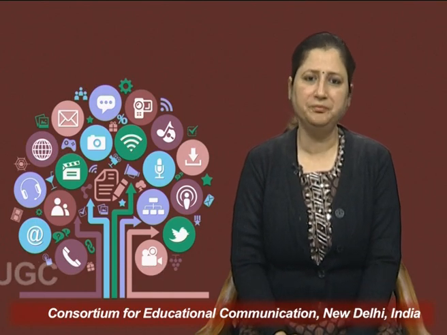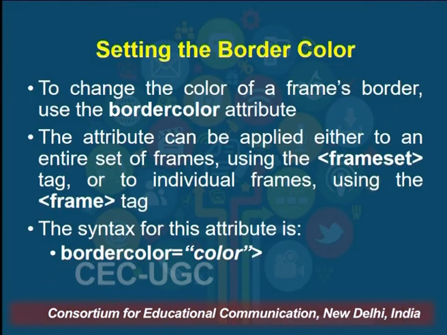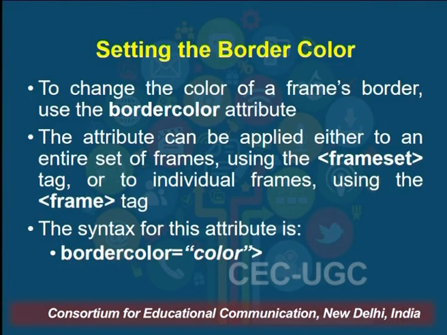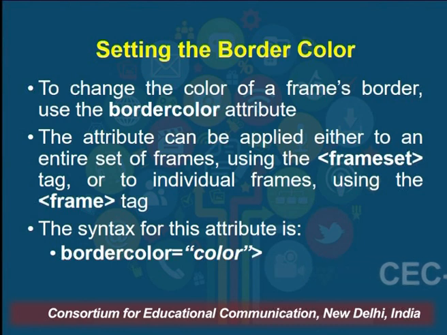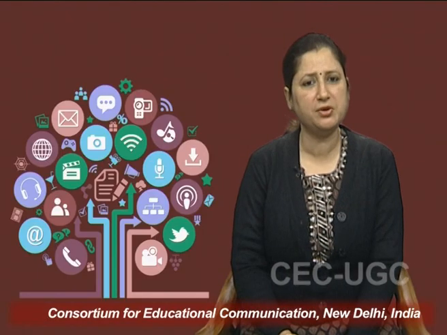And you can also change the border color of the frame. So this border color can be changed by using the bordercolor attribute, right. So what is the syntax for the attribute? The syntax for the attribute is bordercolor, and you give the color that you want to specify, right. Now this can be given either to the frameset tag, or you can give it to the individual frame. If you want the two frames to be of different color, then you give it with the frame tag.